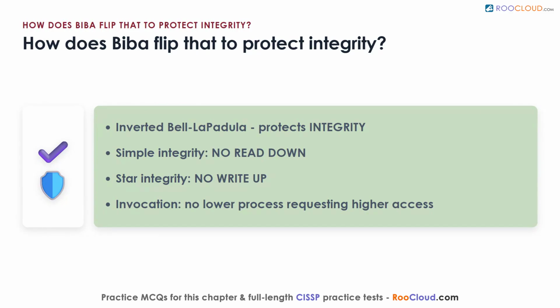How does Bieber flip that same idea to protect integrity? Bieber came after Bell-LaPadula and is essentially its mirror image, swapping confidentiality for integrity. It too rests on a state machine, information flow, and multiple levels. Its rules invert the earlier ones. The simple integrity property says no read down, so you do not pull in data of lower integrity. The star integrity property says no write up, so you cannot corrupt data held at a higher integrity level. An invocation property blocks a lower process from requesting higher access.